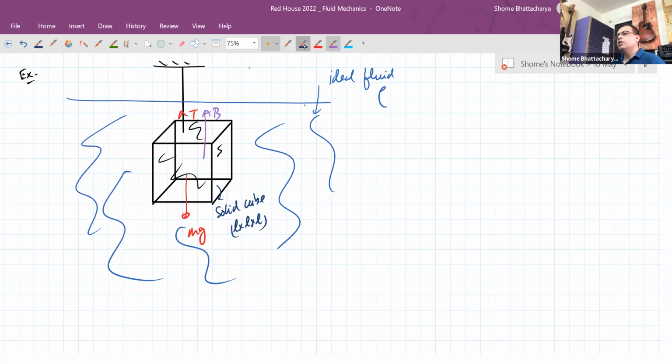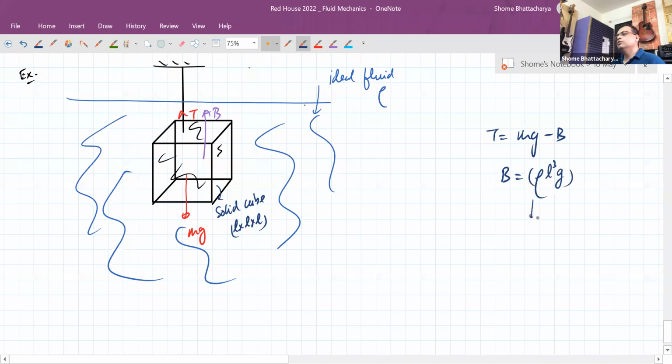Okay. So according to Archimedes principle, the tension should be equal to mg minus buoyant force, where the buoyant force should be equal to density of fluid into L cube into g. It's equal to the weight of fluid displaced by the cube. So the cube displaces an equivalent volume of water, which is equal to its own volume. So that's L cube. But that volume of water has how much mass? It has density of water rho into L cube. So that should be equal to the upthrust or buoyant force.